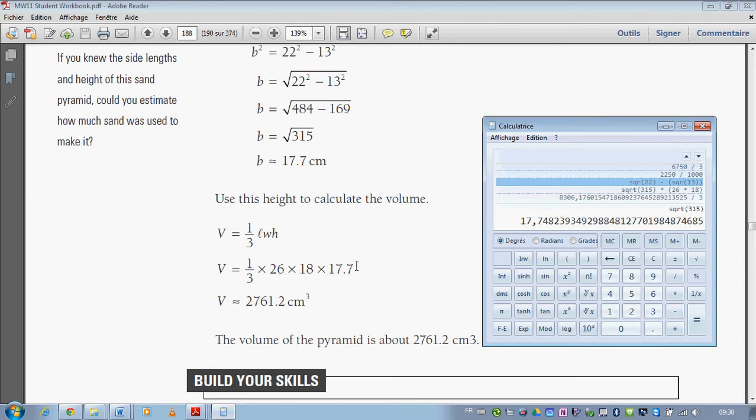So I would recommend that you not round up or down early on in your formula or in your process, because using a rounded value with your actual formula can throw off your answer. So the right answer here was 2,768.7, which you can round up to 2,769.